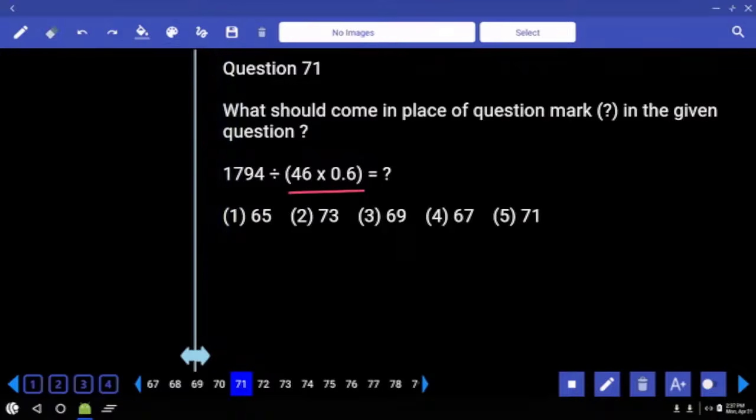So both the numbers come in denominator. Correct? Because for both numbers we have braces. Numerator 1794. Are you following? Divided by 46 into 0.6. Can I write it as 6 by 10? 6 denominator in denominator comes to numerator. Correct? In numerator do you have 5 multiple? In denominator do you have 5 multiple? Answer will be in 5 multiple. Go to options. Done.